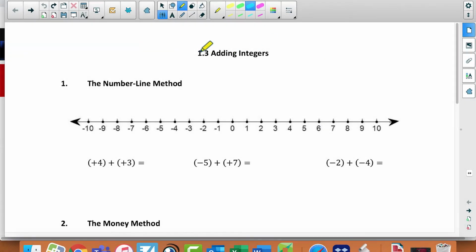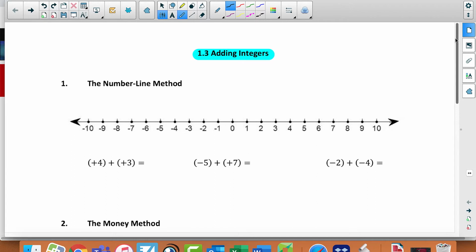Okay, grade 8s, we're on to adding integers. And as I said at the end of the last video, this is the one. This is the one you've got to understand. This is the one you've got to get. It's so important. I would say people who struggle with adding integers are the sort of people that struggle with math in high school.